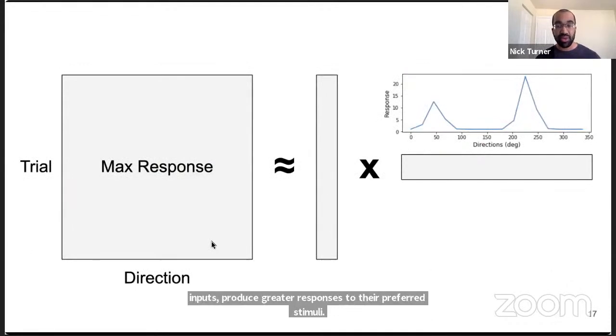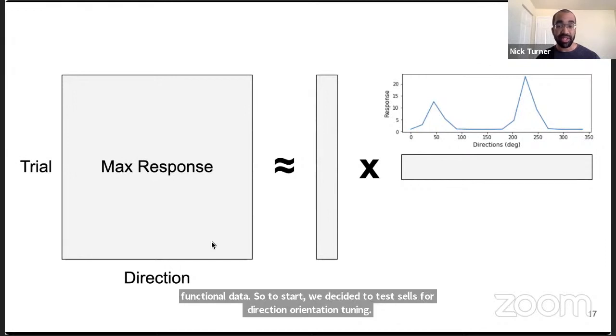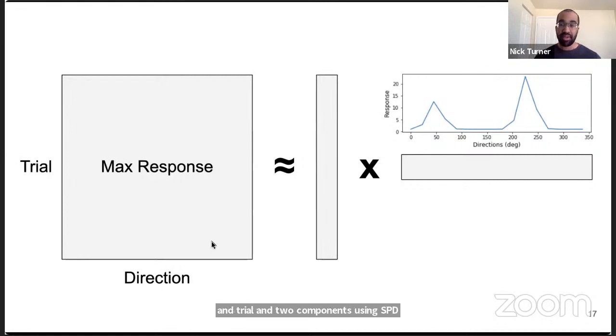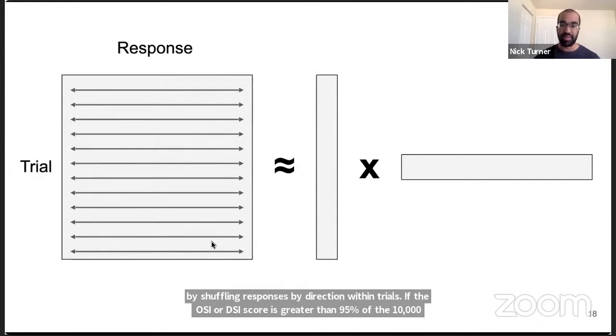It can be difficult to know whether or not you're capturing the ideal stimulus for a given neuron using functional data. So to start, we decided to test cells for direction and orientation tuning. We factored the response matrix indexed by stimulus direction and trial into components using an SVD, where the first direction-wise component specifies the cell's tuning curve. We then tested for statistical significance of these curves by shuffling responses by direction within trials. If the OSI or DSI score was greater than 95% of the 10,000 permutations we ran, we deemed it significantly tuned.